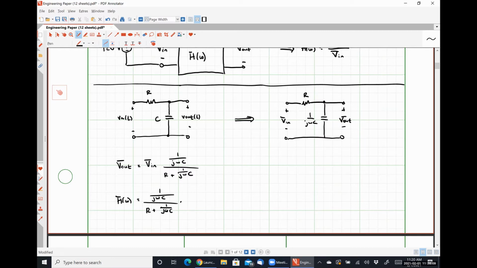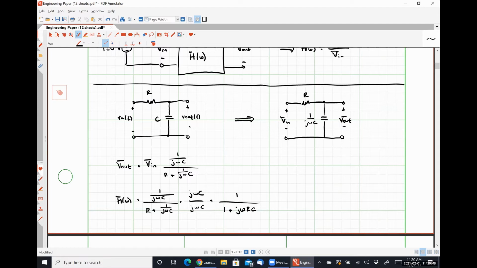I typically prefer to not have fractions like that. So what I would do is multiply by j omega c over j omega c to clear my fractions. And this would give me 1 over 1 plus j omega RC, if I've done my math correctly, which I believe I have. So this is our transfer function for this particular filter.